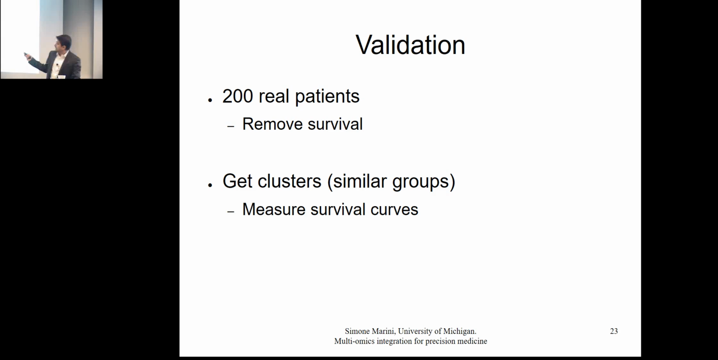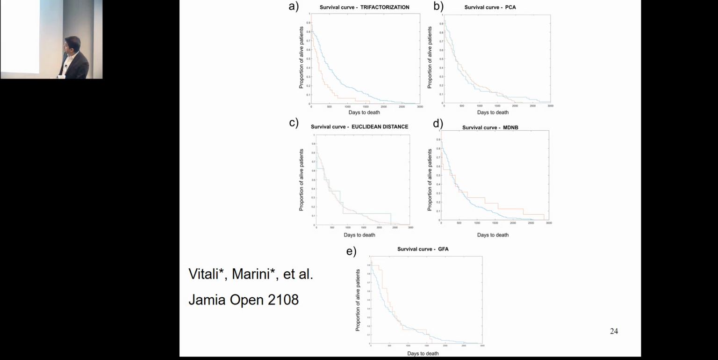Now, here let's remove the survival. Let's remove this information. Let's run the algorithm. Let's find the cluster and let's see if the clusters are different in terms of survival. If they are, and of course they are, otherwise I wouldn't present these results, they are meaningful. Okay. So these are the survival curves for the 5 methods applied to the same data without the survival time.